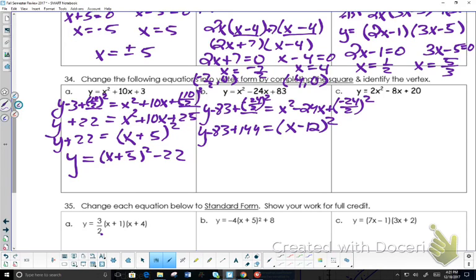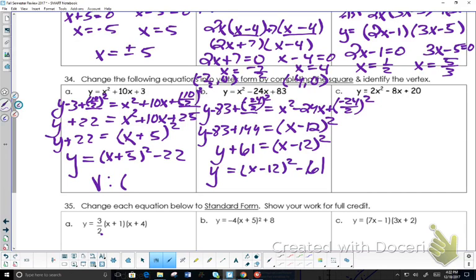144 minus 83 would be 61. Doing this off the top of my head here, so you can check my math. And then I'd subtract 61 from both sides, giving me x minus 12 squared minus 61. Oh, we were supposed to identify the vertex. Let's go back over here. The vertex for the first one is negative 5, negative 22. Remember, don't forget inside's lie. The vertex for this one is 12, negative 61.